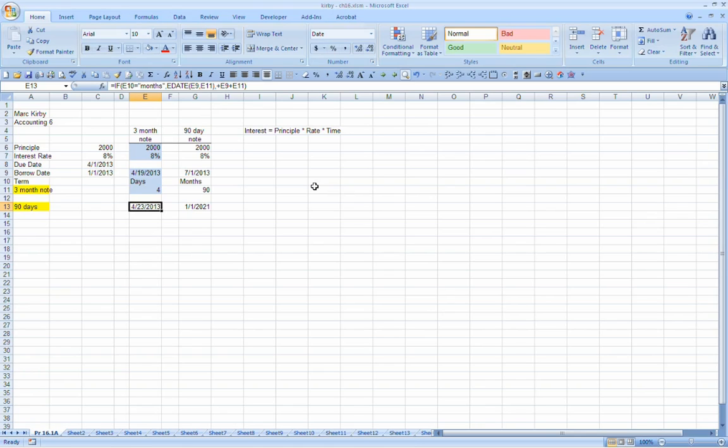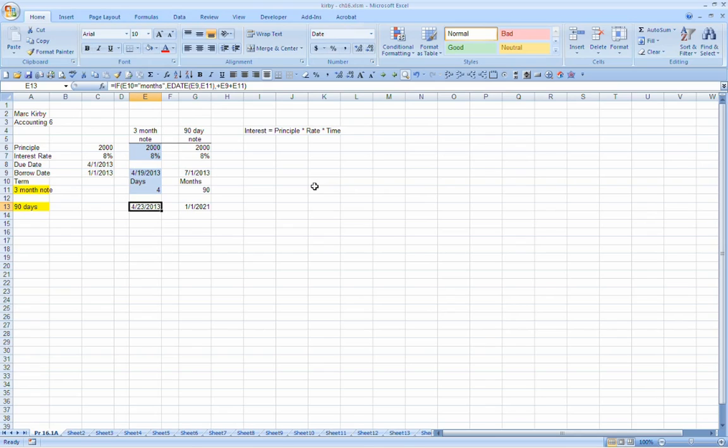So one of the things that I want you to remember is if you're calculating a loan amount in years, banks for some reason use 360 days in a year. So you'll end up adding 360 days if it's denominated in years. Okay?